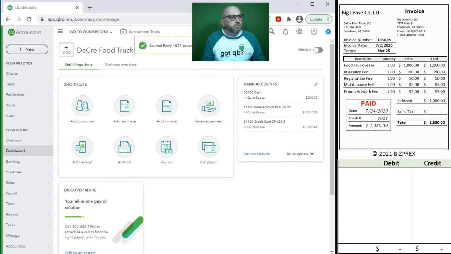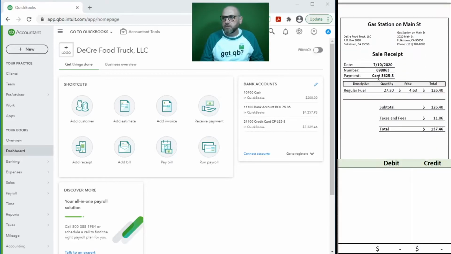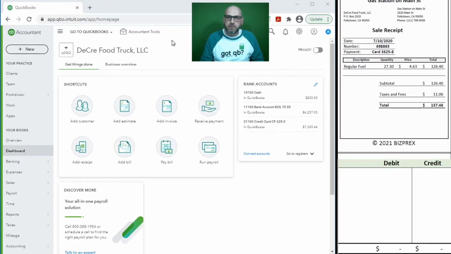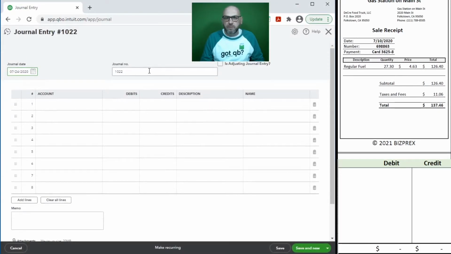Okay, and we're done booking invoices for July. Okay, let's go ahead and book credit card transactions and receipts for July. Again, we're going to continue using journal entries just to demonstrate the power of this tool. First, we have our gas station.